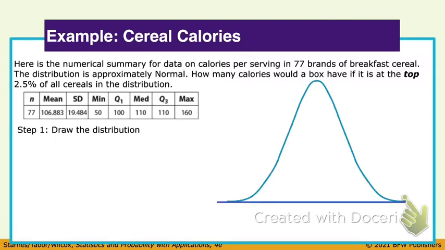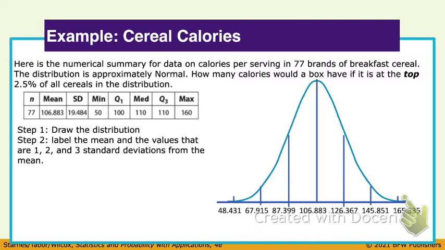Are you guys loving drawing this distribution yet? Isn't it fun? What's your mean? 106.883. Do you know how to get the standard deviations? Yeah, you add and then subtract. So there's all your numbers. We're going to label our mean and our standard deviations. Super fun.